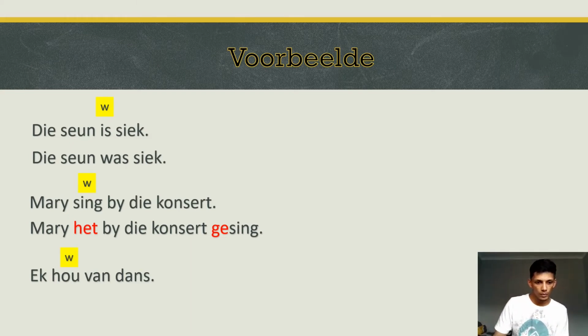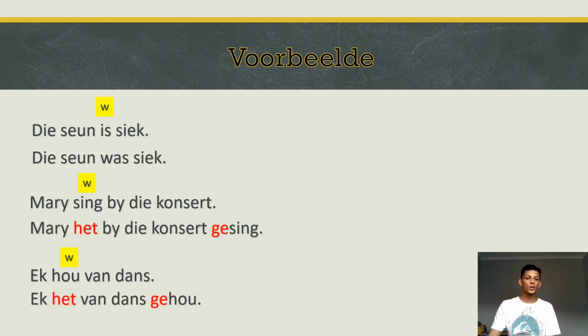Die derde voorbeeld, ek hou van dans. And as you can see, our verb in the sentence is hou. And we're going to apply the exact same rules. And you will see that we're going to replace hou with our het, and take this to the end of the sentence, adding a ge. Die antwoord, ek het van dans gehou. I like to dance. And then the answer will be, I liked to dance.